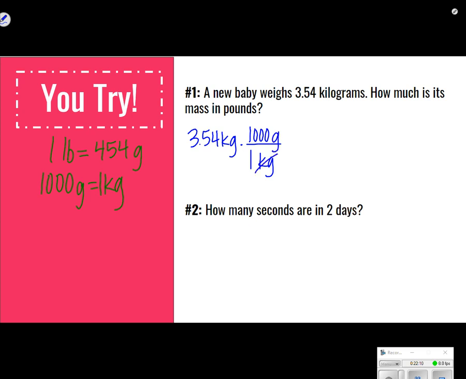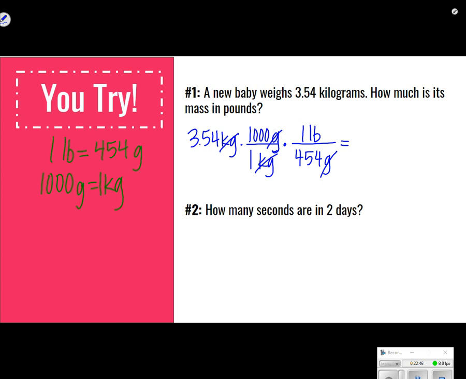We want the kilograms to cancel. And now we have grams. Then we're going to multiply because we don't want grams. We don't want to know how much the baby is in grams. We want to know in pounds. But we're almost there. We know that there are 454 grams. That goes on the bottom because there's grams on the top. Grams on the top, grams on the bottom. And there are 454 grams in 1 pound. So now my units are all canceled with the exception of pounds.